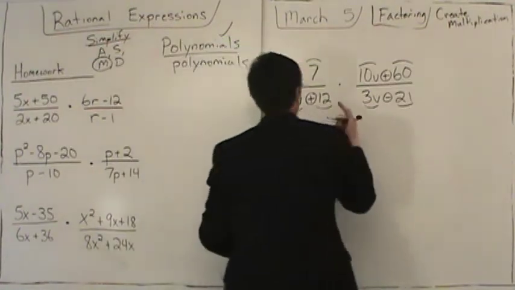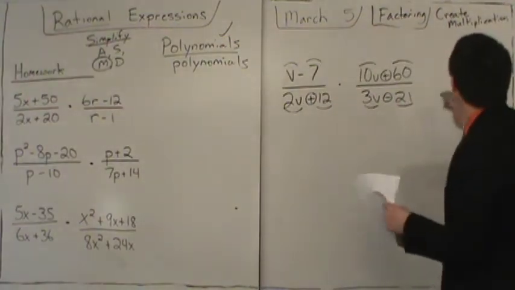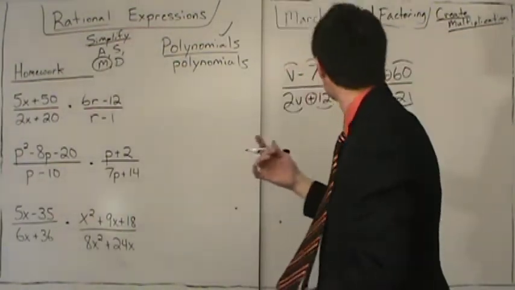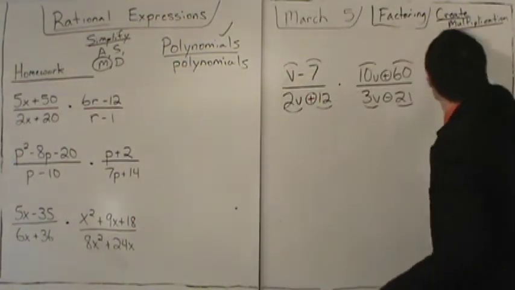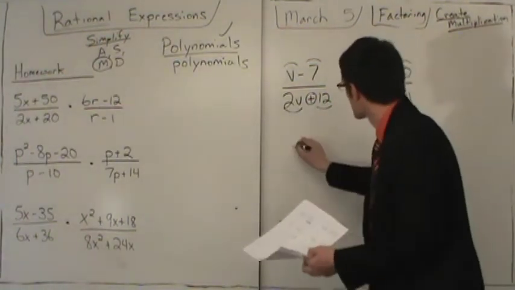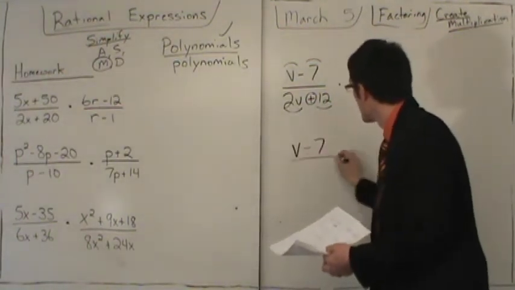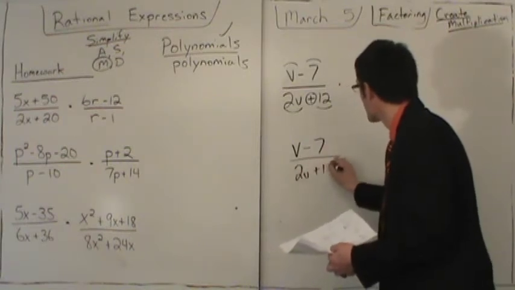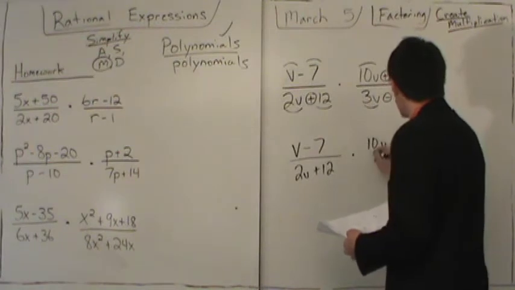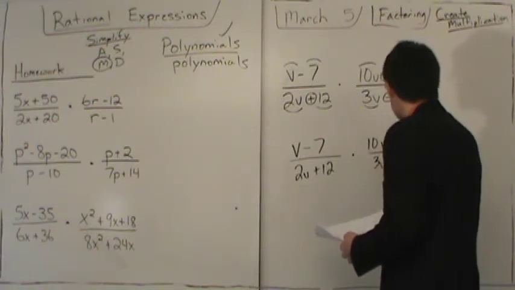So how do we undo this or unlock it? We have to create a situation of multiplication. We have to factor to create multiplication. So what we're going to do, we're going to look at v minus 7 over 2v plus 12 multiplied by 10v plus 60 over 3v minus 21.